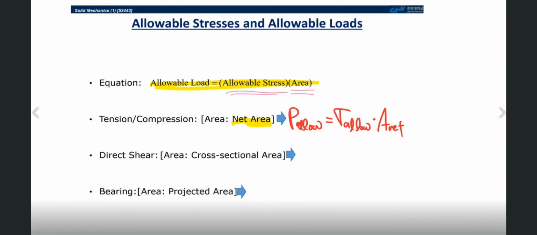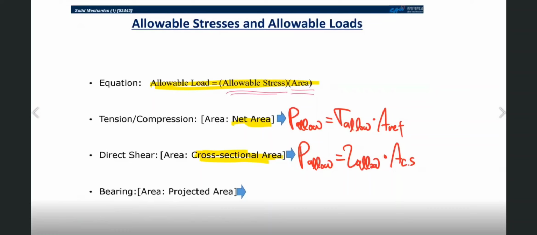And about the direct shear, in this case we have to consider the cross-sectional area. So the allowable loading condition in the direct shear condition, you can identify as P allowable is equal to tau allowable multiplied by the cross-section area. And in this case, the cross-section area is the area over which the shear stresses act.